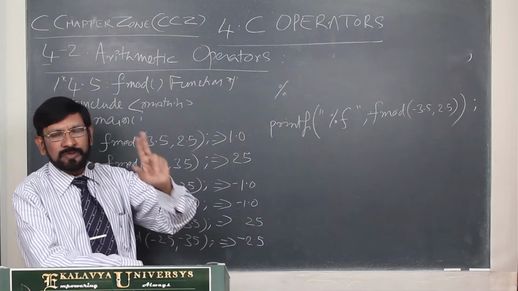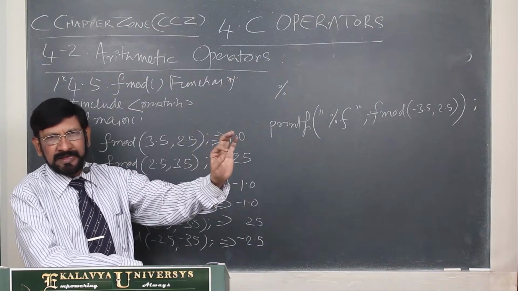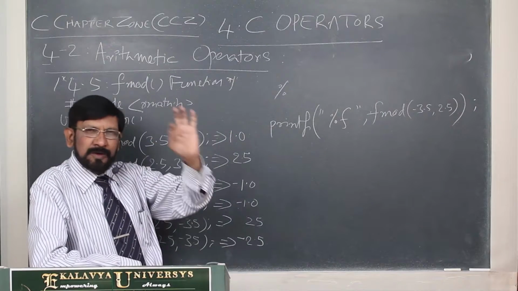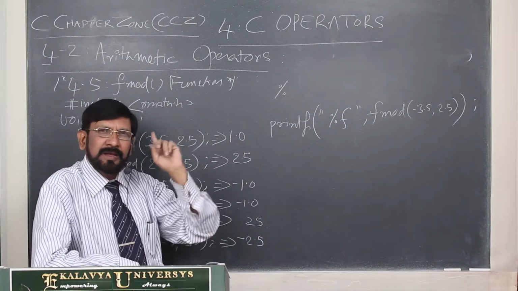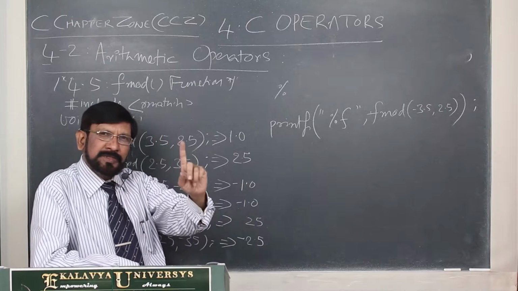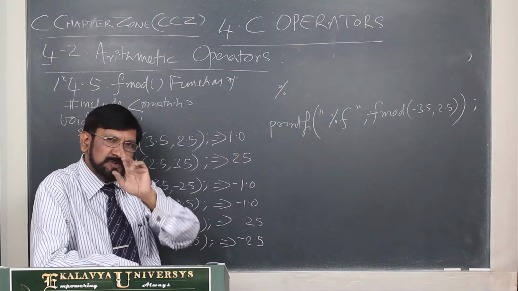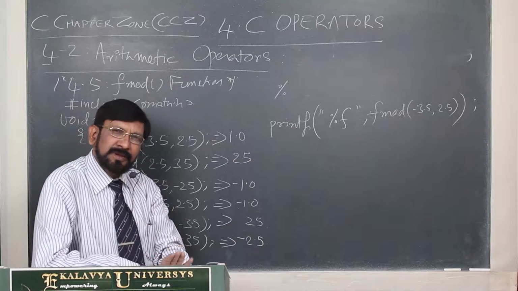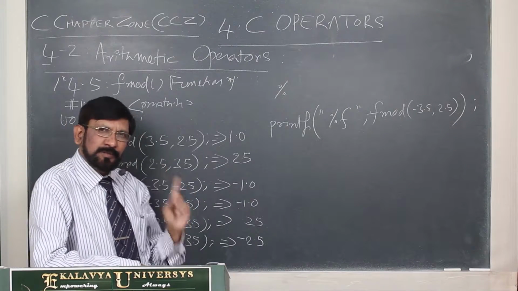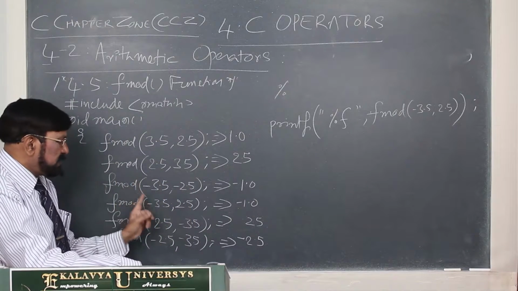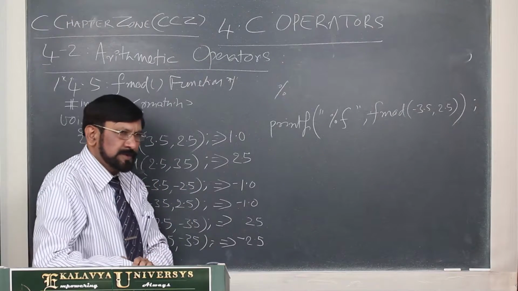So, two thumb rules. If the absolute value of the numerator is less than the absolute value of the denominator, the numerator will be the result in a modulus operation. That is the first one. The second one is that the sign of the result in a modulus operation is the sign of the numerator. These two points, always remember.